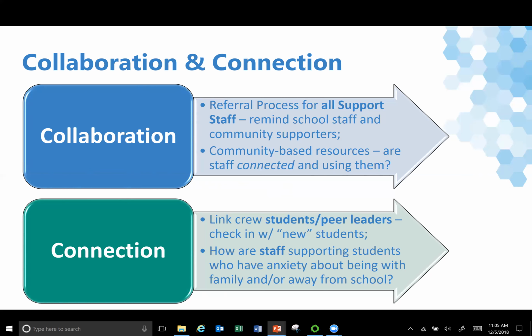Connection. One of our key examples here was about link crew, or student and peer leader groups, and checking in with new students. This is a great time to check in with not only students who are new, but if there's any kids that have been flagged for needs or have been identified for who would benefit from some additional supports. And when we think about connection, how are staff supporting students who have anxiety about being with family and or away from school during this time of year? I know it's easy on a personal note to be so consumed with what I'm going to do during this break that I'm not always spending the time I need to check in with both my peers and with the kids that we might work with.